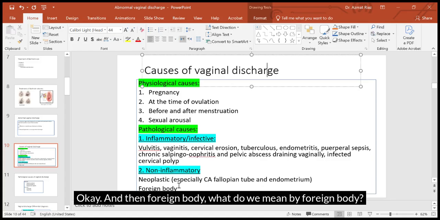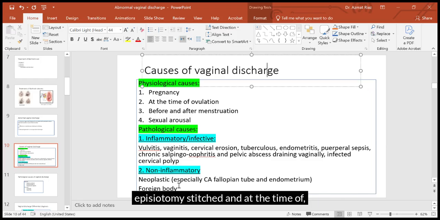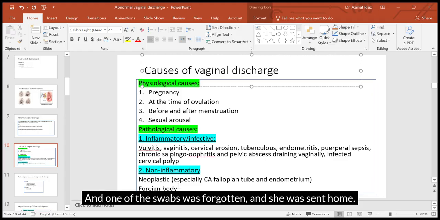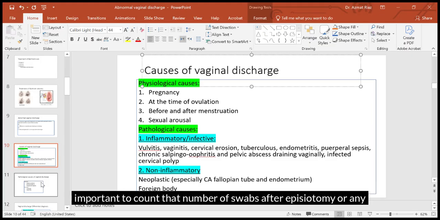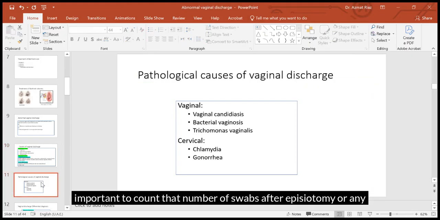And then foreign body. What do we mean by foreign body? Say, for example, a woman had an episiotomy stitched, and at the time of the suturing we forgot the count. We did not do the swab count properly, and one of the swabs was forgotten and she was sent home. Later on she comes back either with a lot of abnormal vaginal discharge which may be foul smelling, or she may even present with fever or sepsis. So that's negligence actually. That's why it is very important to count the number of swabs after episiotomy or any surgical procedure in general.